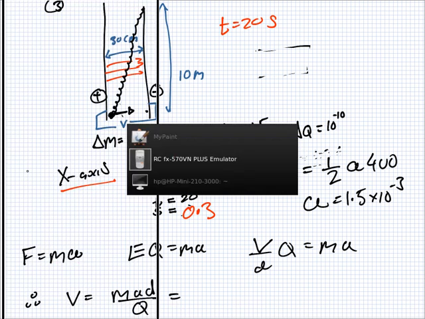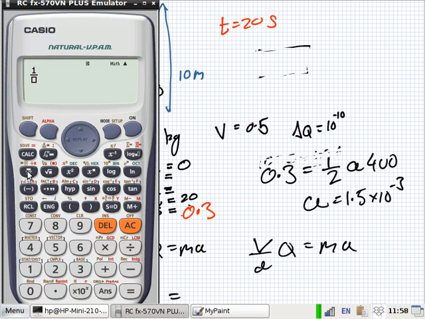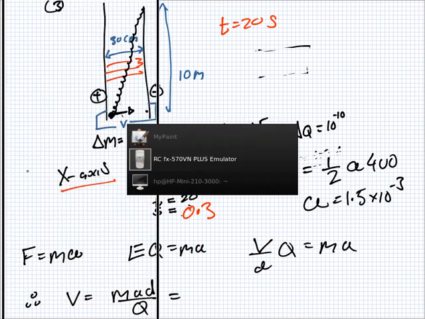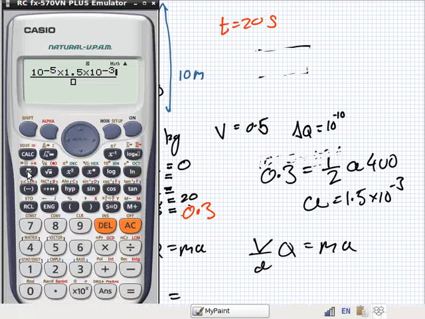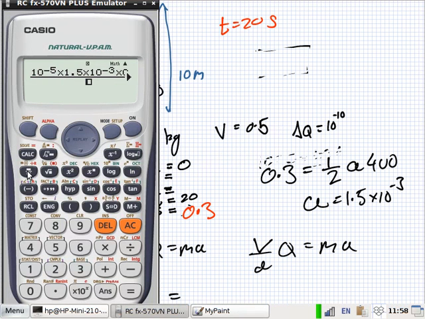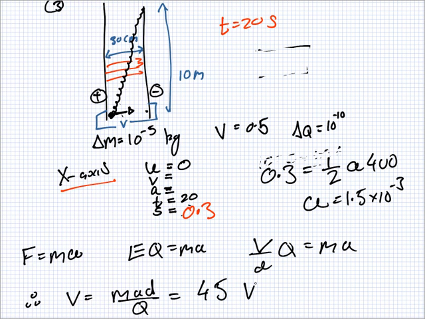Sorry, M is wrong. It's 10 to the minus 5. A is 1.5 times 10 to the minus 3. D is 0.30. Q is 10 to the minus 10. Answer 45. There we go. Because the first time you put the mass wrong. Yeah, I know. 45 volts is the answer here.